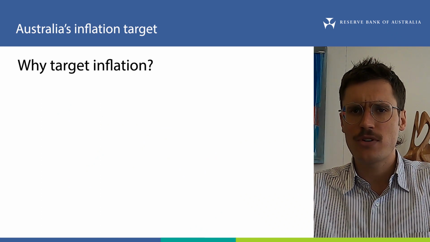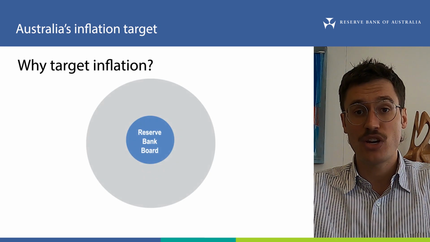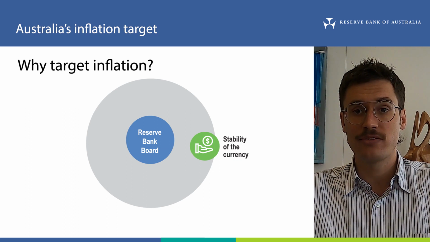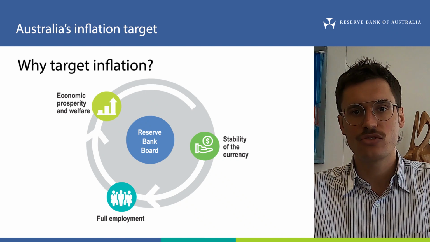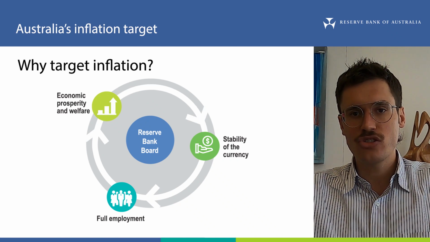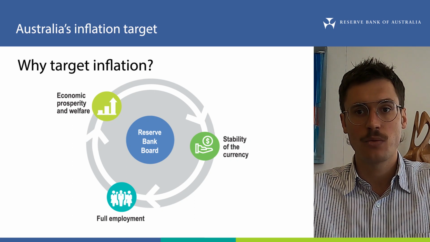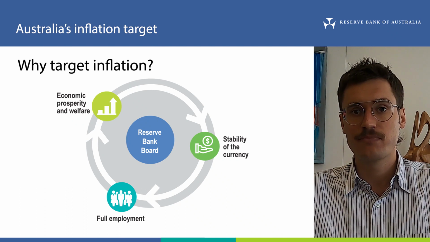Why does Australia have one? In a previous video, we discussed that the RBA has 3 objectives: the stability of the currency, interpreted as low and stable inflation, full employment, and the welfare and prosperity of the Australian people. The inflation target summarizes whether the RBA is meeting these objectives, which are all linked. So why do we choose to target inflation?